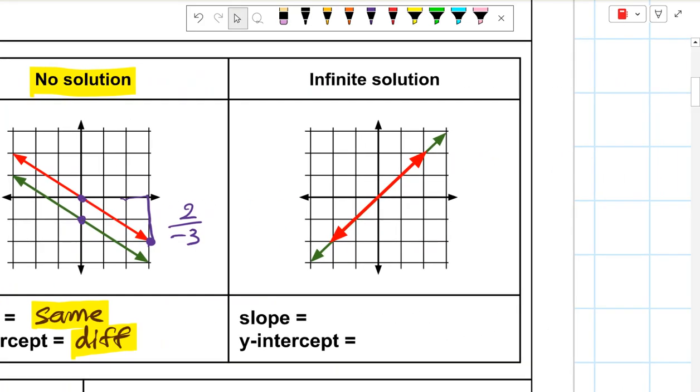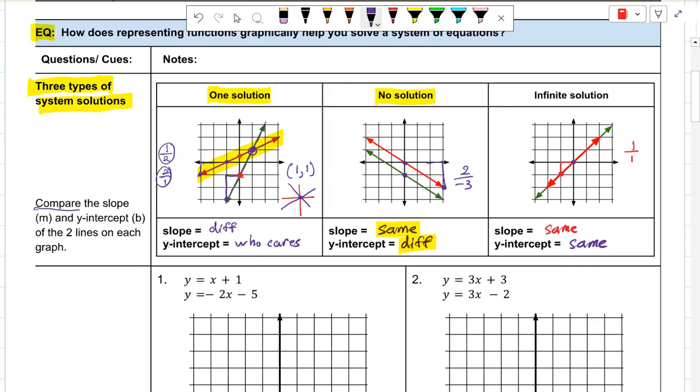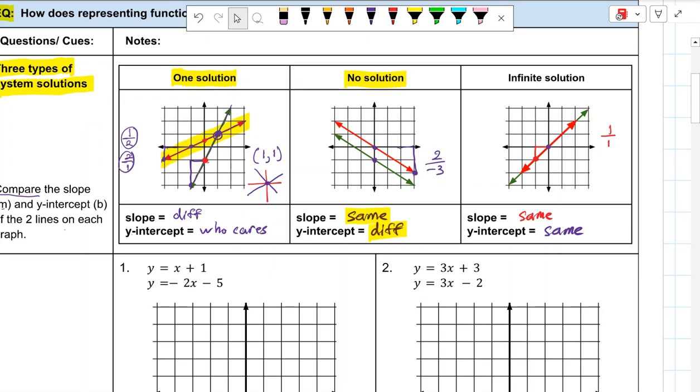And this next one, we see a green and a red line again. Take 2 points, and their slopes go up 1 over 1. Their slopes are the same, and their y-intercepts are also the same. They're crossing the y-axis at the same point. So we're comparing the slope m and the y-intercept b of the two lines on each graph. This is what we have found. We highlight infinite solutions.